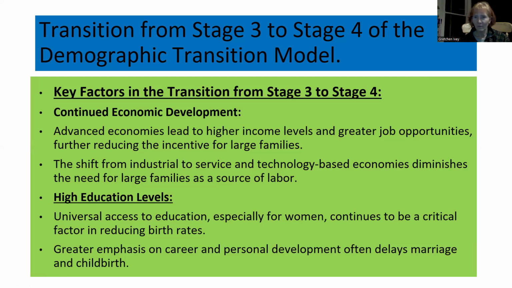Okay, so going from 3 to 4, continued economic development. Advanced economies lead to higher income levels and greater job opportunities, further reducing the incentive for large families. The shift from industrial to service and technology-based economies diminishes the need for large families as a source of labor. And you've got high education levels. Universal access to education, especially for women, continues to be a critical factor in reducing birth rates. And greater emphasis on career and personal development often delays marriage and childbirth.